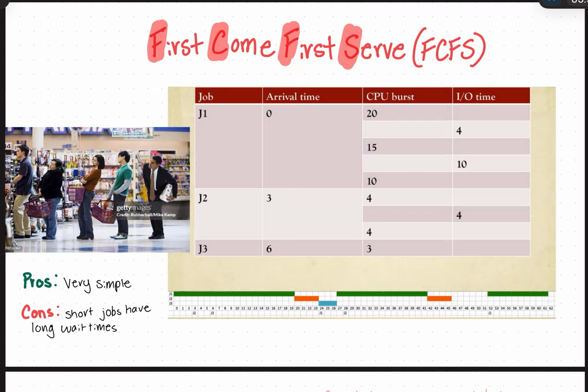So I'll very quickly run through this. You'll see here J1 will arrive at time 0. It'll run for its 20 CPU bursts before it performs its I/O for 4 cycles, so it temporarily leaves the CPU. The next job in the queue is J2, which will run for 4 cycles. You can see that right here. Then J3 will run for 3 cycles here, and then it's done.